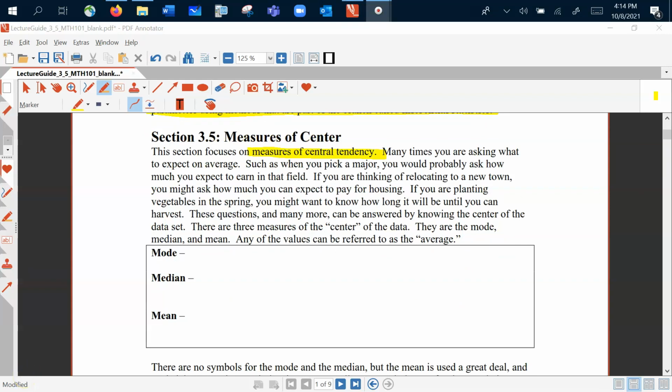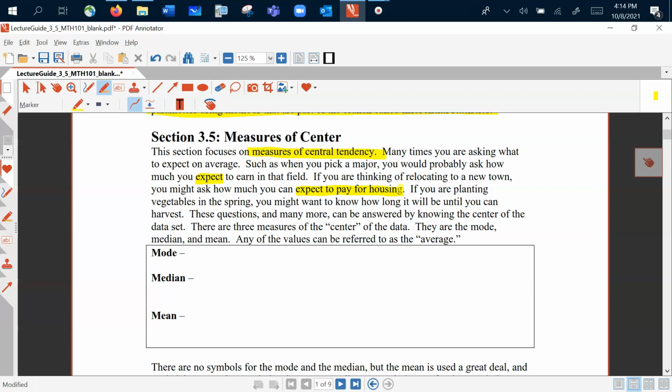So this comes up in everyday language. Maybe you're going to pick a major and you are influenced by how much you would make with that particular major. So you might ask yourself, how much would you expect to earn in that field? That language is looking for the average salary perhaps in that particular field. On the other hand, maybe you're moving to a new town. You might ask yourself, what could you expect to pay for housing? That would be you looking for a typical expected housing price.